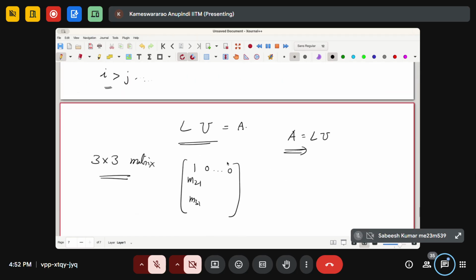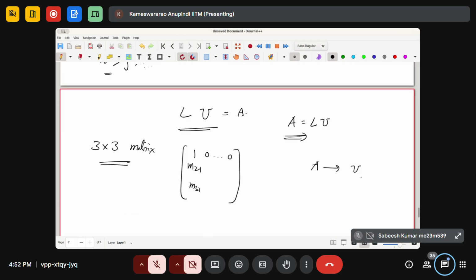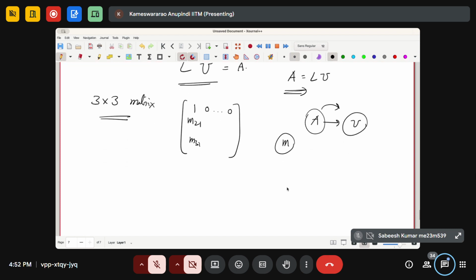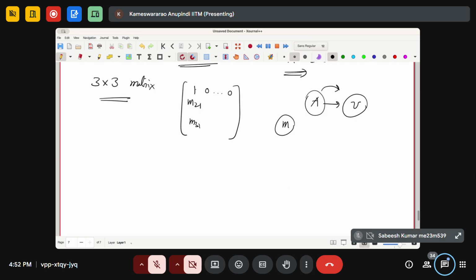Essentially, your A is getting converted into U. That remains as it is. But when you are converting this A into U, you have several multipliers, and all those multipliers you put wherever they belong. So this is, let us say, 1 0 0, and then you have M21, 1, 0, and you have M31, M32, and 1, because you don't have M33. So these values you put as a lower triangular matrix. Got it, sir. Yes.